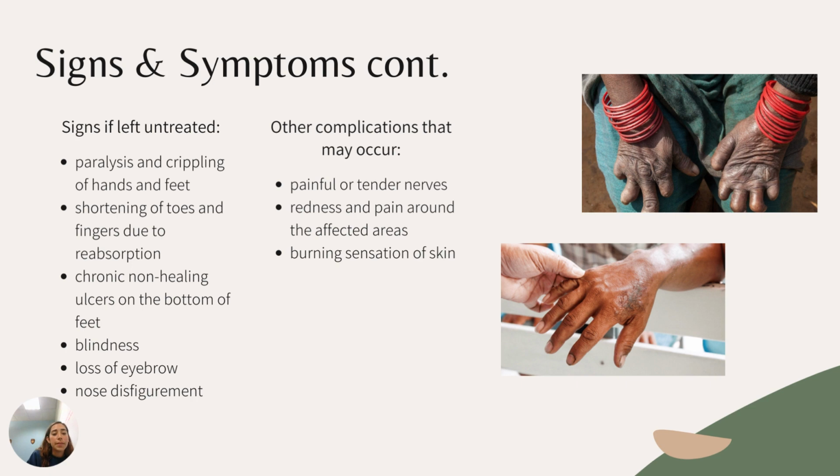So some more signs, if leprosy is left untreated, there could be paralysis and crippling of hands and feet. Also some shortening of toes and fingers due to reabsorption, which is seen in this image over here of this person's hand. Also chronic non-healing ulcers on the bottom of feet, blindness, loss of eyebrows, and nose disfigurement. Some other complications that may occur are painful or tender nerves, redness and pain around the affected area, and a burning sensation of the skin. Here's another image of what leprosy can look like.